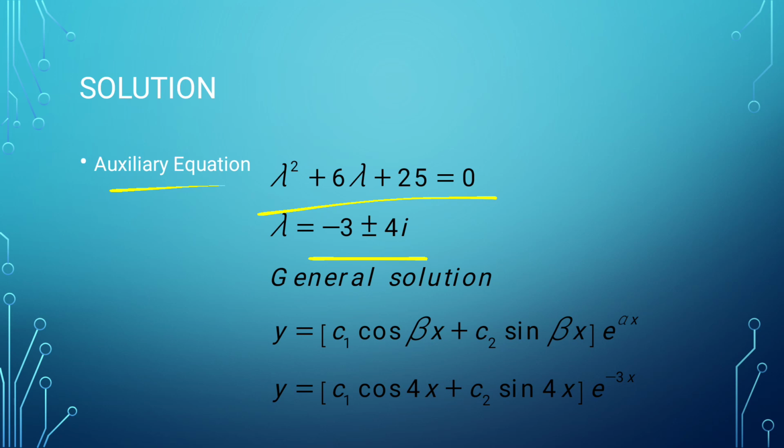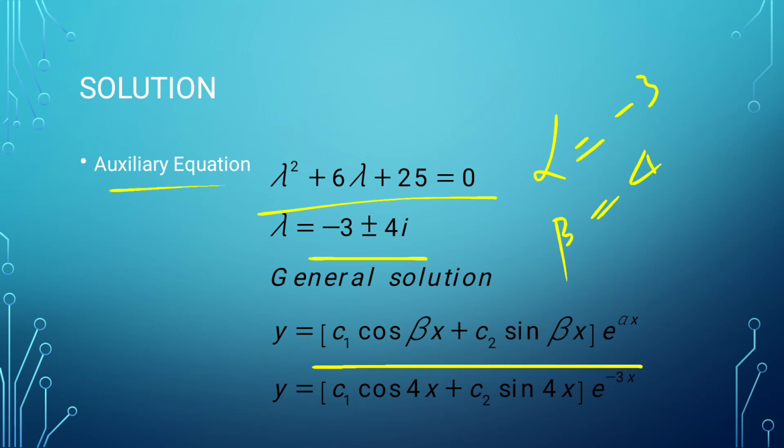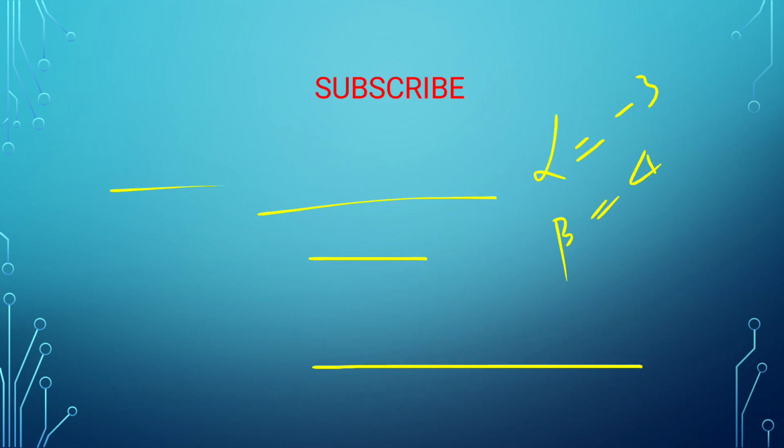So what's the general solution for this? It will be in that form, where alpha, in this case, is actually -3, and our beta is actually 4. So what we are left with is getting the values of C1 and C2. But for us to get C1 and C2, we need some conditions. In our case here, we don't have the conditions. So that becomes the solution for that.